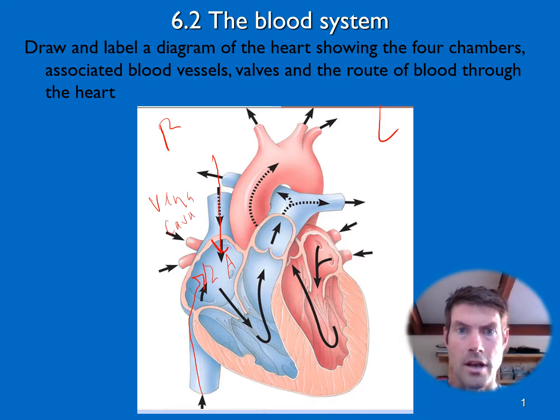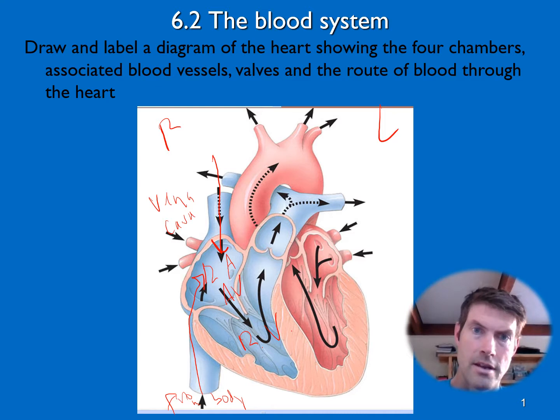And you can see blood coming in from the body. This is from the body entering the right atrium and then moving through to the right ventricle. And this is the AV valve. And then if you look here, this is another valve called the semilunar. It's abbreviated SL, semilunar. And then the blood, still low in oxygen, goes to the lungs, the left lung and the right lung.